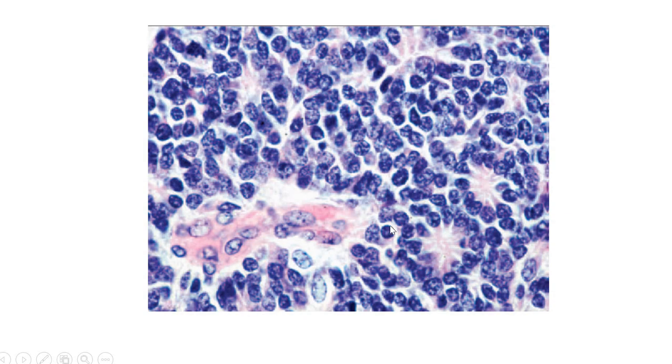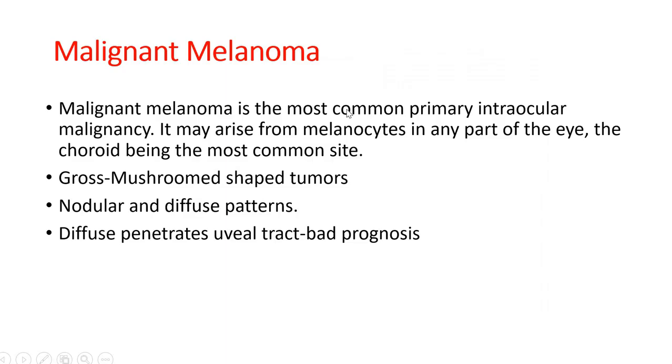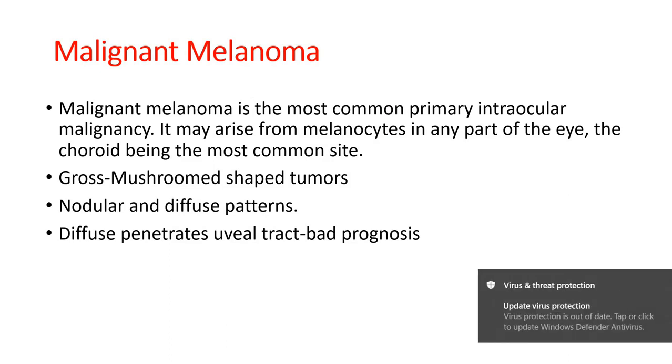And in high power you can see these Flexner-Wintersteiner rosettes, where you can see tumor cells around central empty areas. So these two are the very typical rosettes. Again, this is a Flexner-Wintersteiner rosette where you can see tumor cells arranged around a lumen. So that's just about the Flexner-Wintersteiner rosettes. In retinoblastoma, you need to know the gross picture and the microscopic picture.